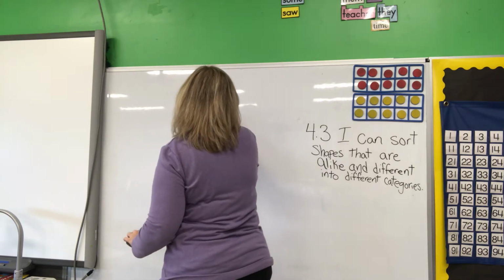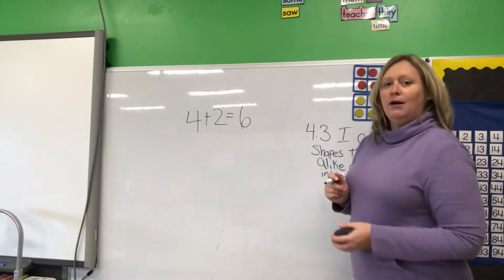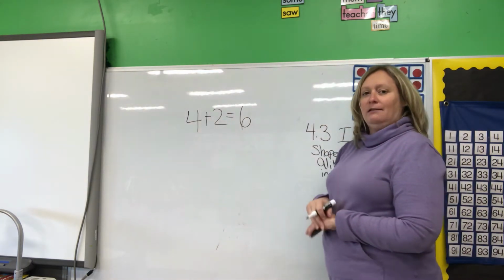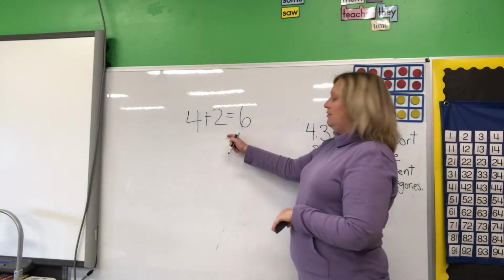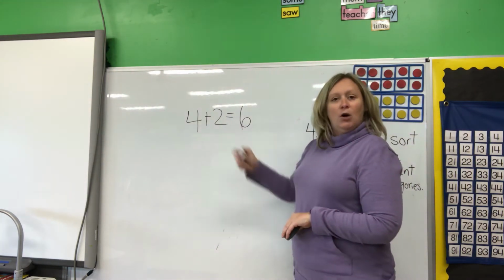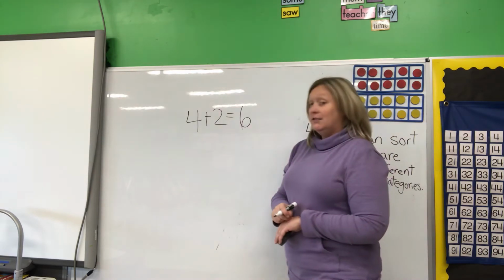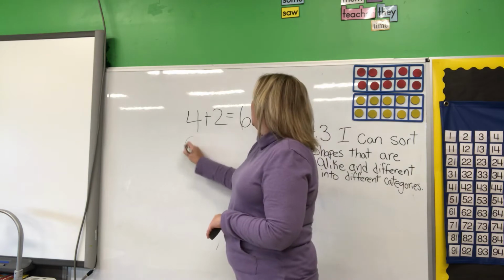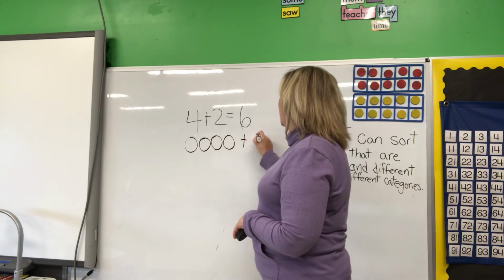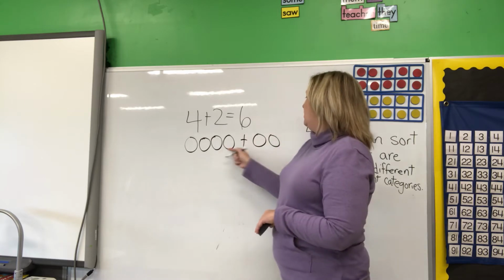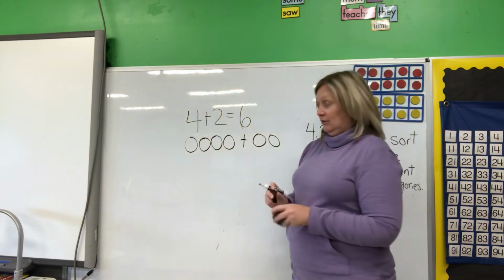4 plus 2 equals 6. Pause your video, work it out, decide whether you think this is true or false. If you said true, it is true. I have 1, 2, 3, 4, plus 1, 2. So I have 4, 5, 6. So this one is true. It is correct.